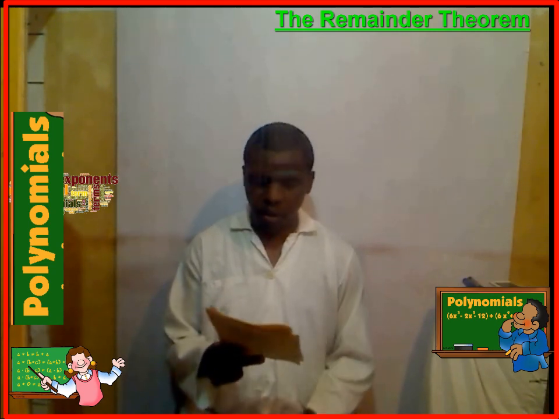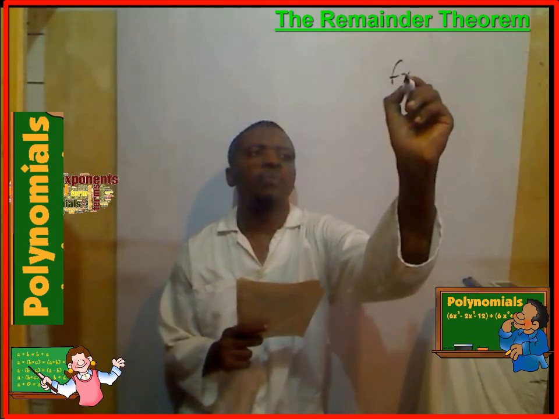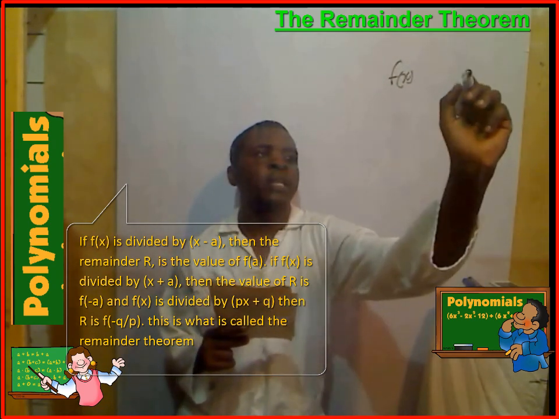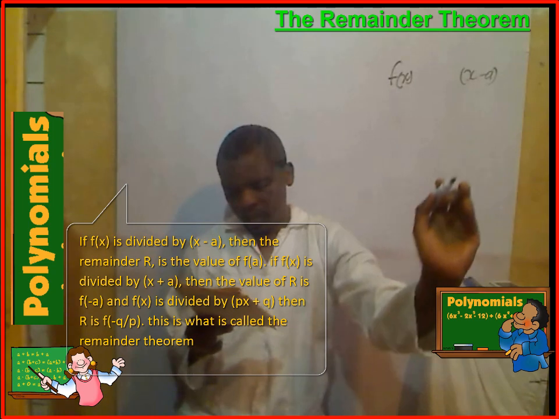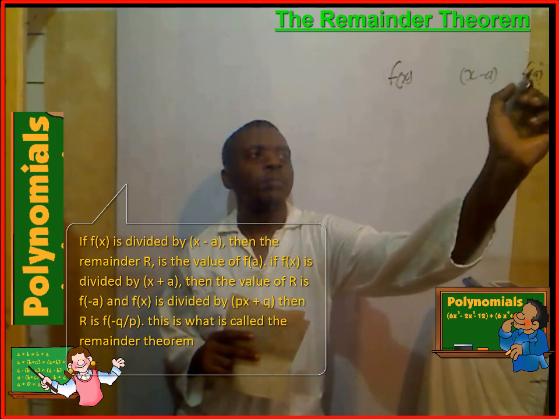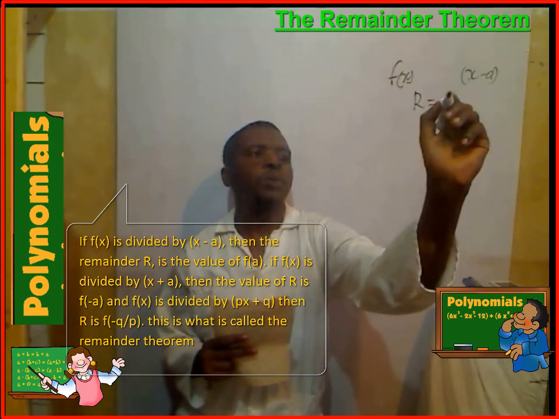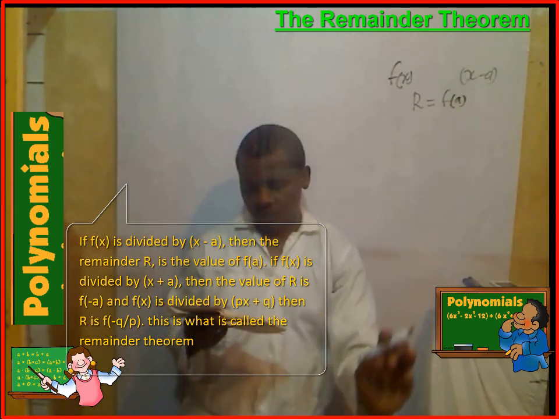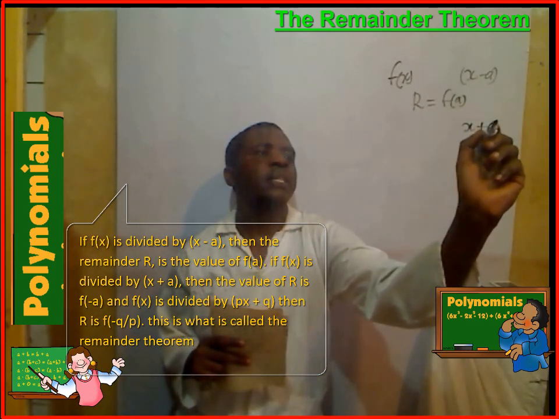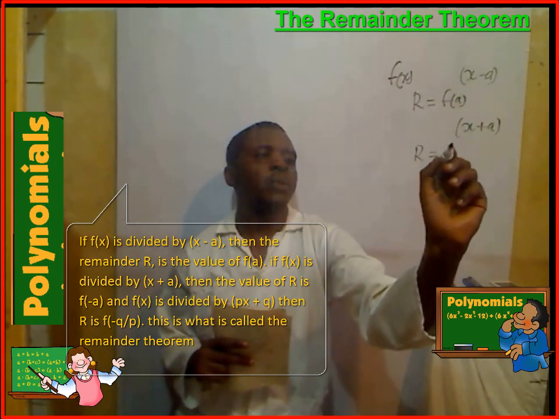The remainder theorem. Consider the polynomial f of x. If f of x is divided by x minus a, then the remainder r is the value f of a. If f of x is divided by x plus a, then the remainder r is equal to f of minus a.